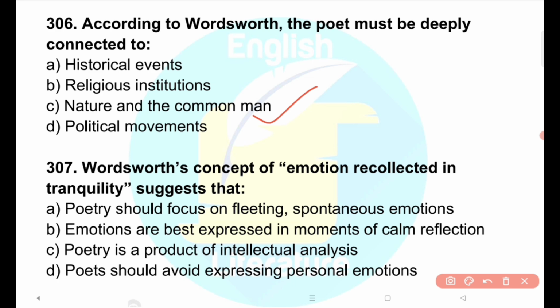Wordsworth's concept of emotion recollected in tranquility suggests that option B, emotions are best expressed in moments of calm reflection. In Preface to Lyrical Ballads, he describes poetry as emotion recollected in tranquility, meaning that poets reflect on past emotions before expressing them.